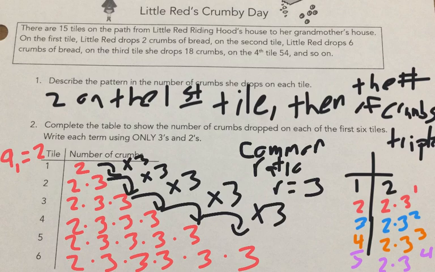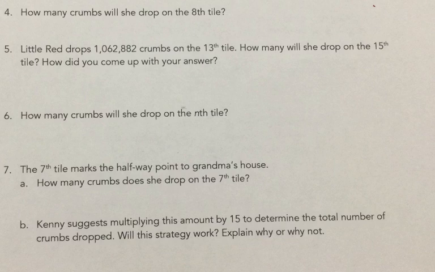All right, so how could I make this look more similar? Because when I look up there at 1 tile, it kind of doesn't fit in. Yeah, to the 0. So just using our table of values, how many crumbs will she drop on the 8th tile? How did you find that number? That's it. 2 times 3 to the 7th.